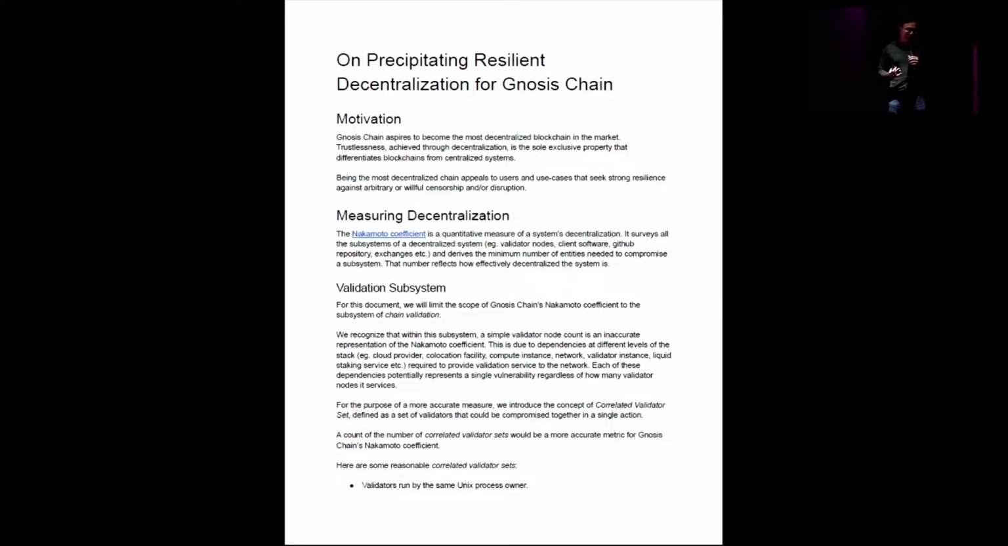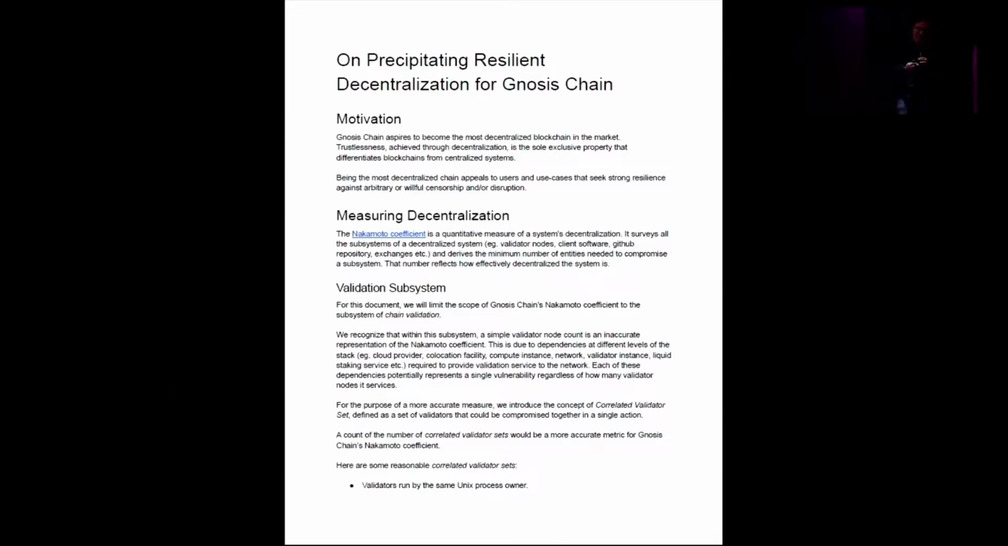So the first step to achieve decentralization is to be able to measure it. How many of you have heard of the Nakamoto coefficient? Okay, not as many as I thought would have heard of it, but this is a quantitative measure of decentralization that I think Balaji and Leland came up with many years ago, as a way to have one number that easily tells you how effectively decentralized your system is.